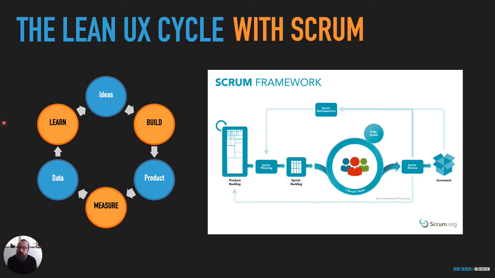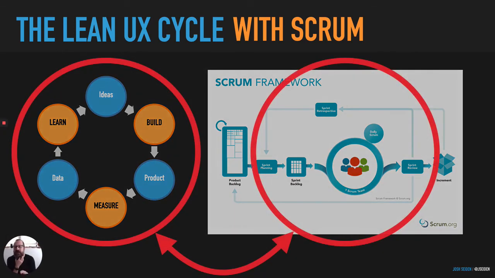And so when you overlay the Lean UX process on top of an Agile process, in this case, overlay it on Scrum, what you see is there's this iterative rhythm in Lean UX that matches very, very well with the sprint structure that is the basis for Scrum, okay?